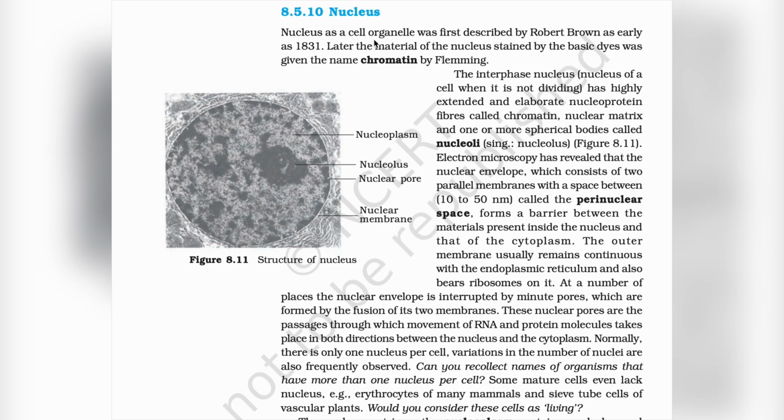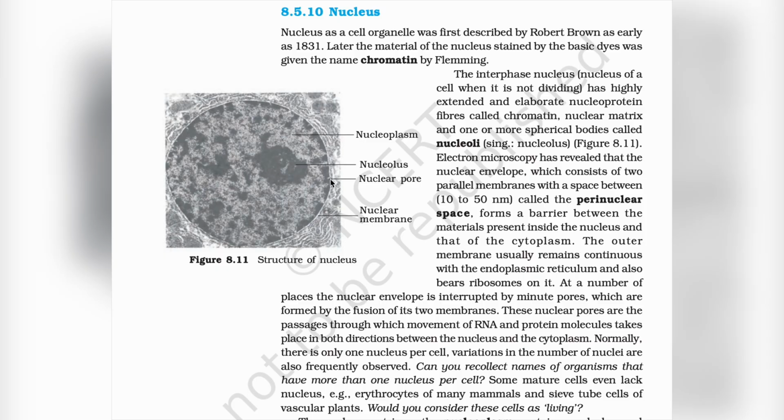Nucleus. Nucleus as a cell organelle was first described by Robert Brown as early as 1831. Later, the material of the nucleus, stained by basic dyes, was given the name chromatin by Flemming. The interphase nucleus, that is the nucleus of a cell when it is not dividing, has highly extended and elaborate nucleoprotein fibers called chromatin, nuclear matrix, and one or more spherical bodies called nucleoli, singular nucleolus, as can be seen in figure 8.11. This is figure 8.11 showing the structure of the nucleus.